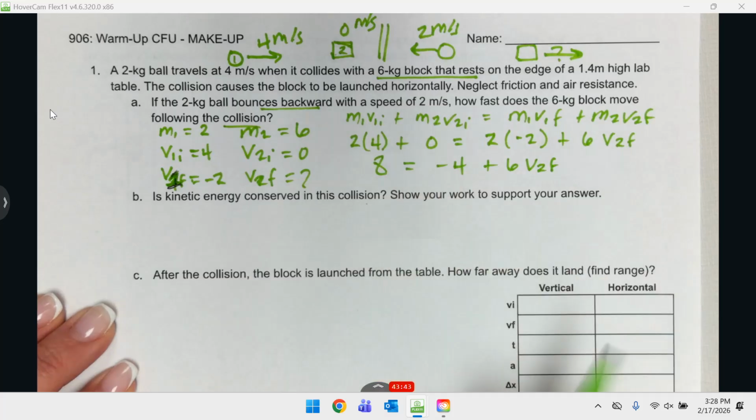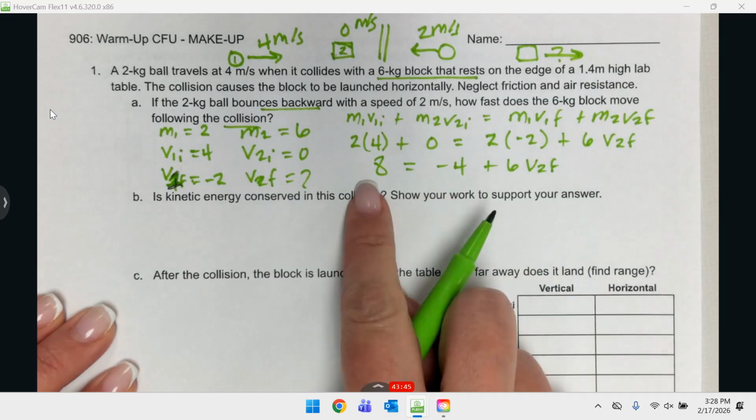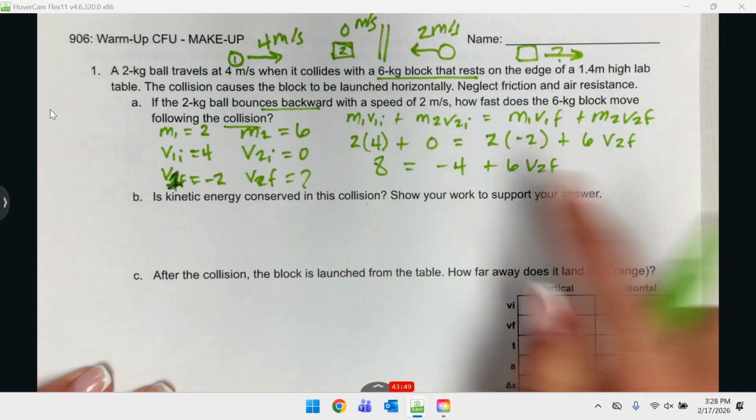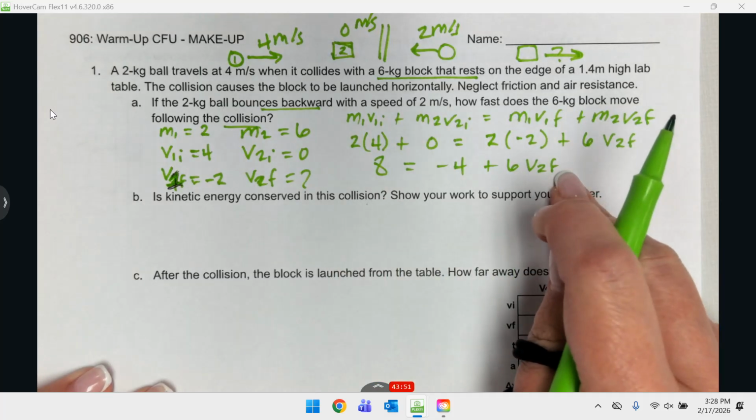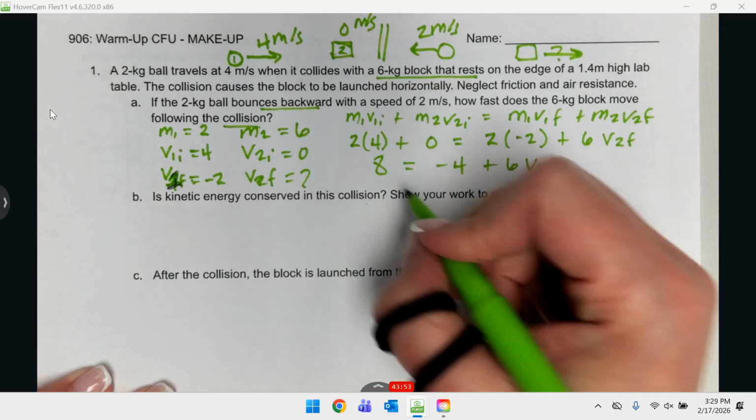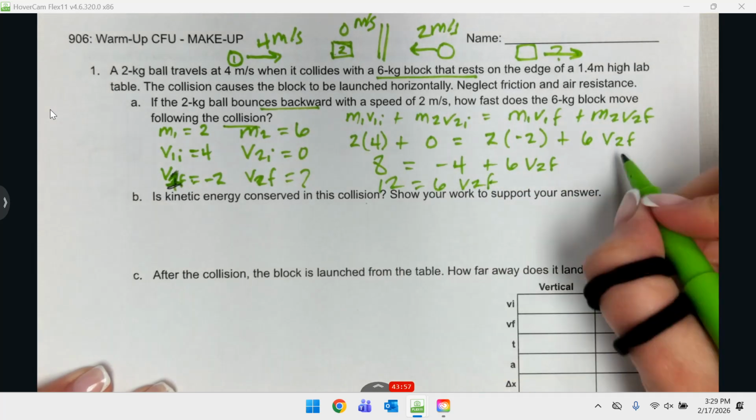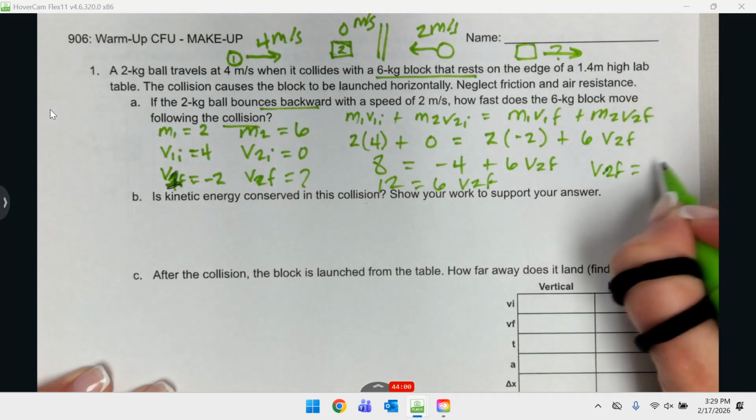Again, don't add those. They are not like terms. Instead, you're going to move that 4 over here by adding. That's going to make this 12 equals 6 V2F. And if you have 12 equals 6 V2F, divide by 6, V2F is 2.